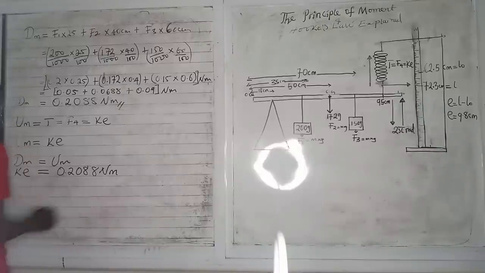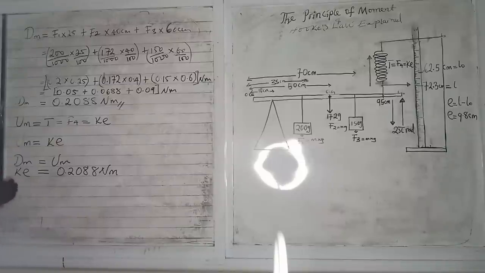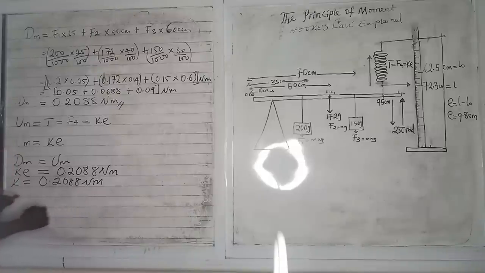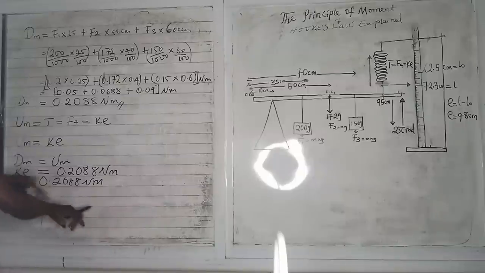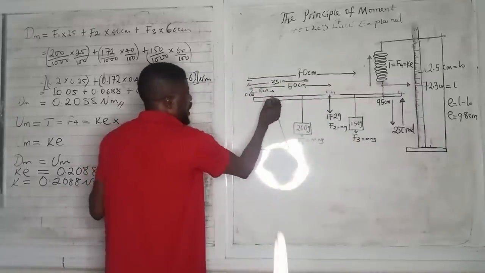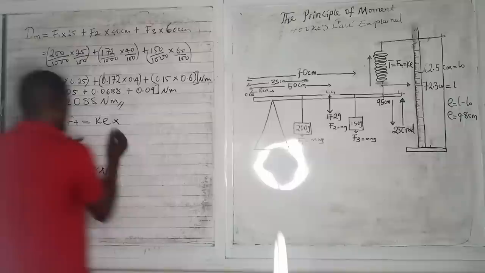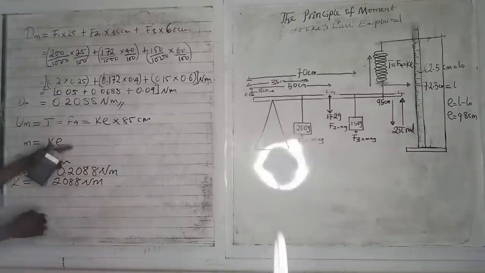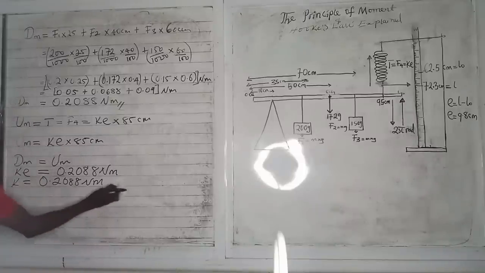0.2088 Newton meter. Don't forget, since this is a standard unit of Newton meter, we must convert our extension e to meters. So we write that our K is equal to this 0.2088 Newton meter. Don't forget, I forgot something here. The total upward moment is not only Ke, it's Ke times this distance, the distance from here to this point. In that case, that is 95 minus 10, which gives us 85. So this is times 85 cm. So I will have to rewrite this quickly.